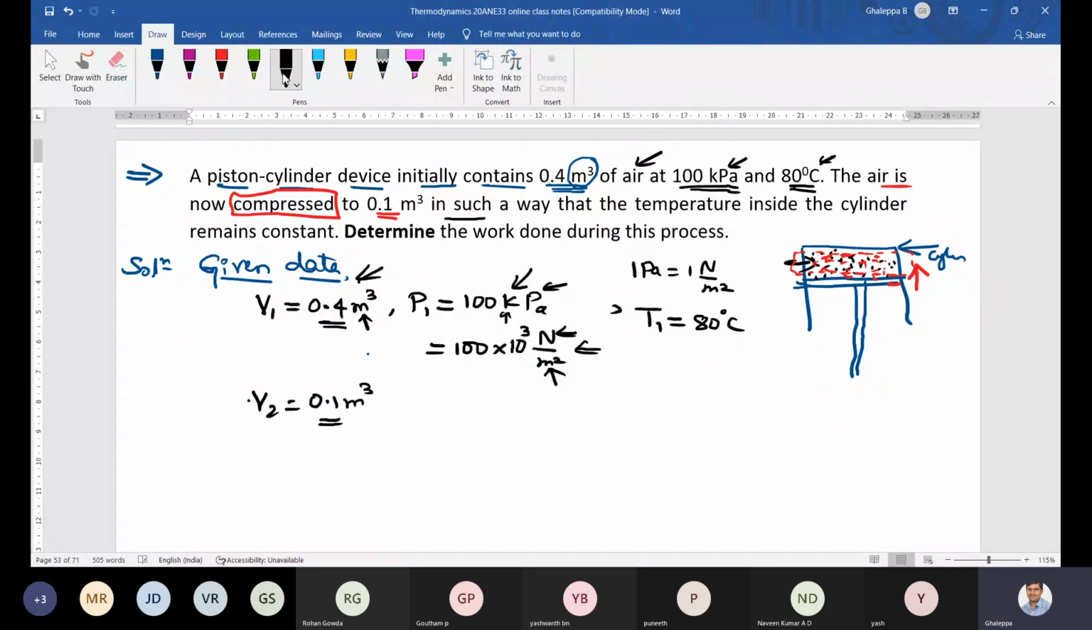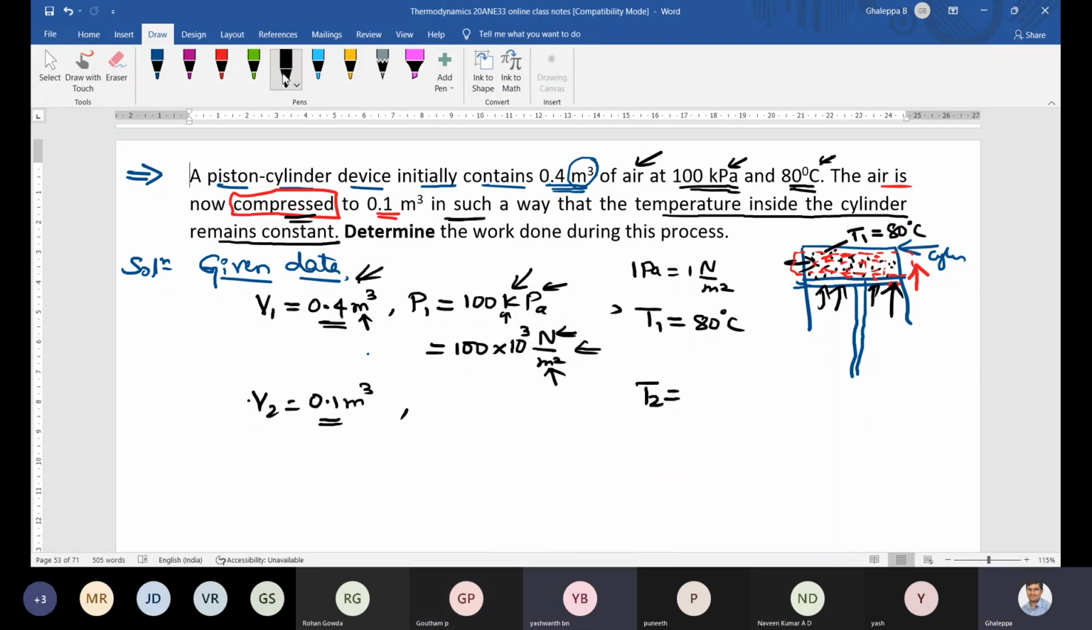Note the next line. The compression process is undergoing in such a way that the temperature inside the cylinder remains constant. Temperature is not changing during this compression process. Initial temperature is 80 degrees Celsius and you are compressing the air, and during the compression the temperature is constant. So how much will be the final temperature?